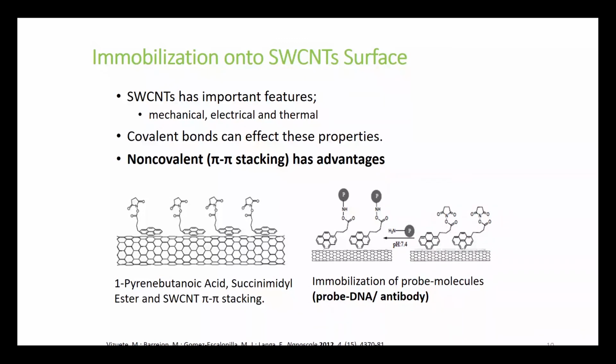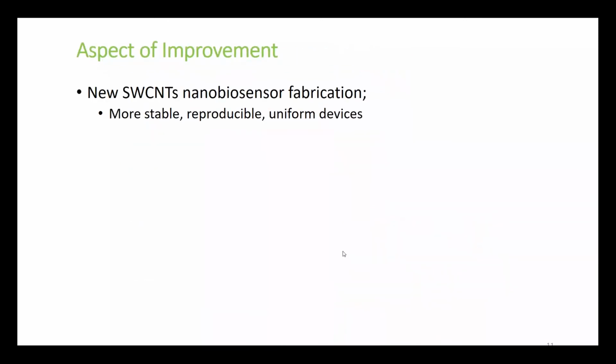Also in the literature, they use this in some part. We also got their procedure. So between the carbon nanotube bridge and this pyrene molecule, they have a pi-pi stacking. It is not a covalent binding, but it is quite a stable and strong attachment. So with this attachment, we are not affecting the carbon nanotube structure, but also we have a strong binding between the biorecognition molecule and the carbon nanotube bridge. Okay, this is our immobilization part.